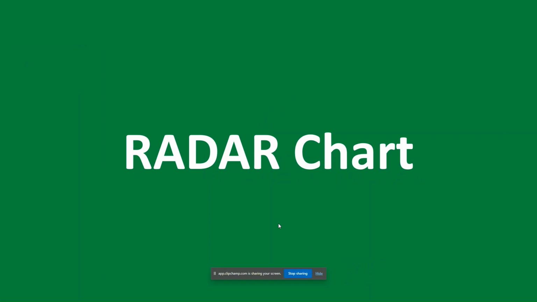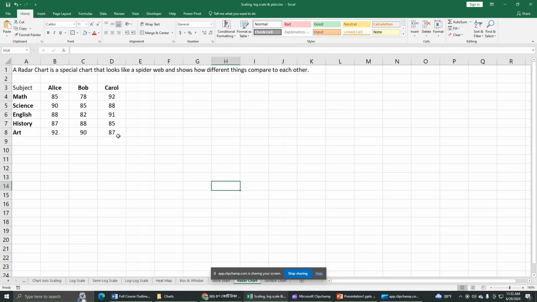So let's start. This is the dataset for radar chart. Here we can see three persons, Alice, Bob and Carol, and their respective marks in a few subjects: math, science, English, history, art. So if you want to create a radar chart, then you have to select the whole dataset.